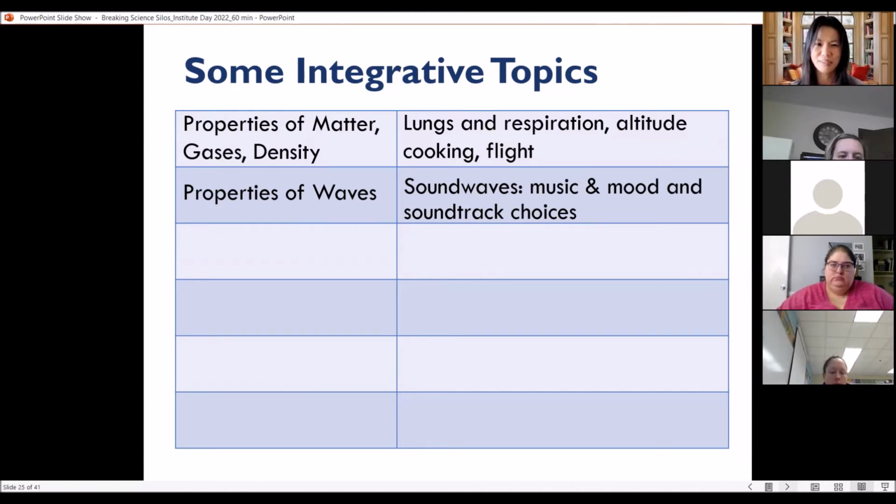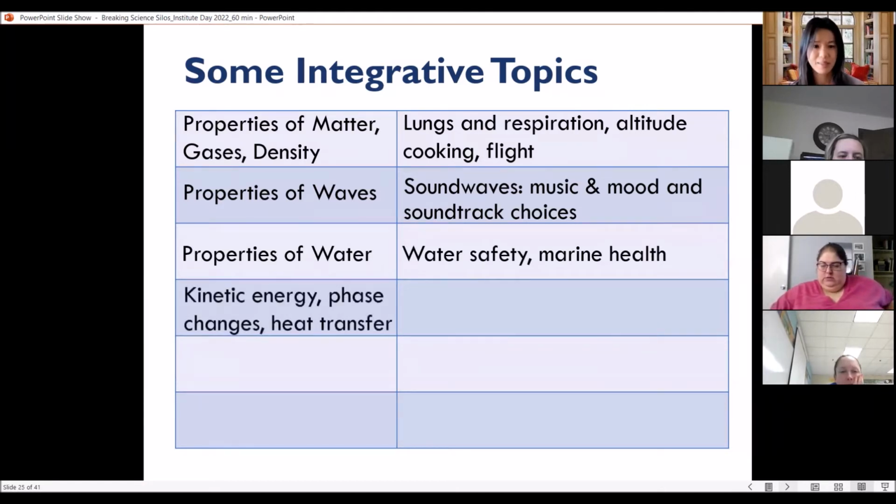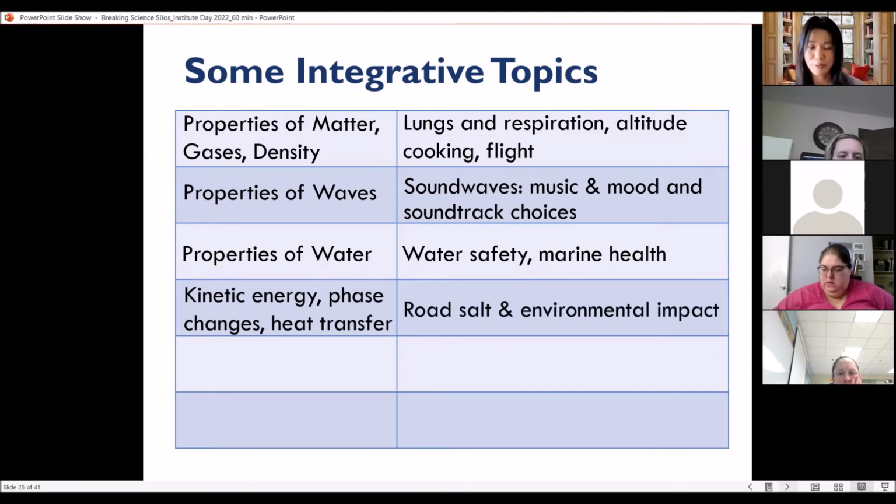It's kind of a fun thing to look at. If you're looking at properties of water, there's a lot of different water safety applications you can look at. You can look at marine health, things that are related to kinetic energy, phase changes, heat transfer. Here in Illinois, I know that my car is covered in road salt, right? A very nice segue is looking at the environmental impact of road salt.